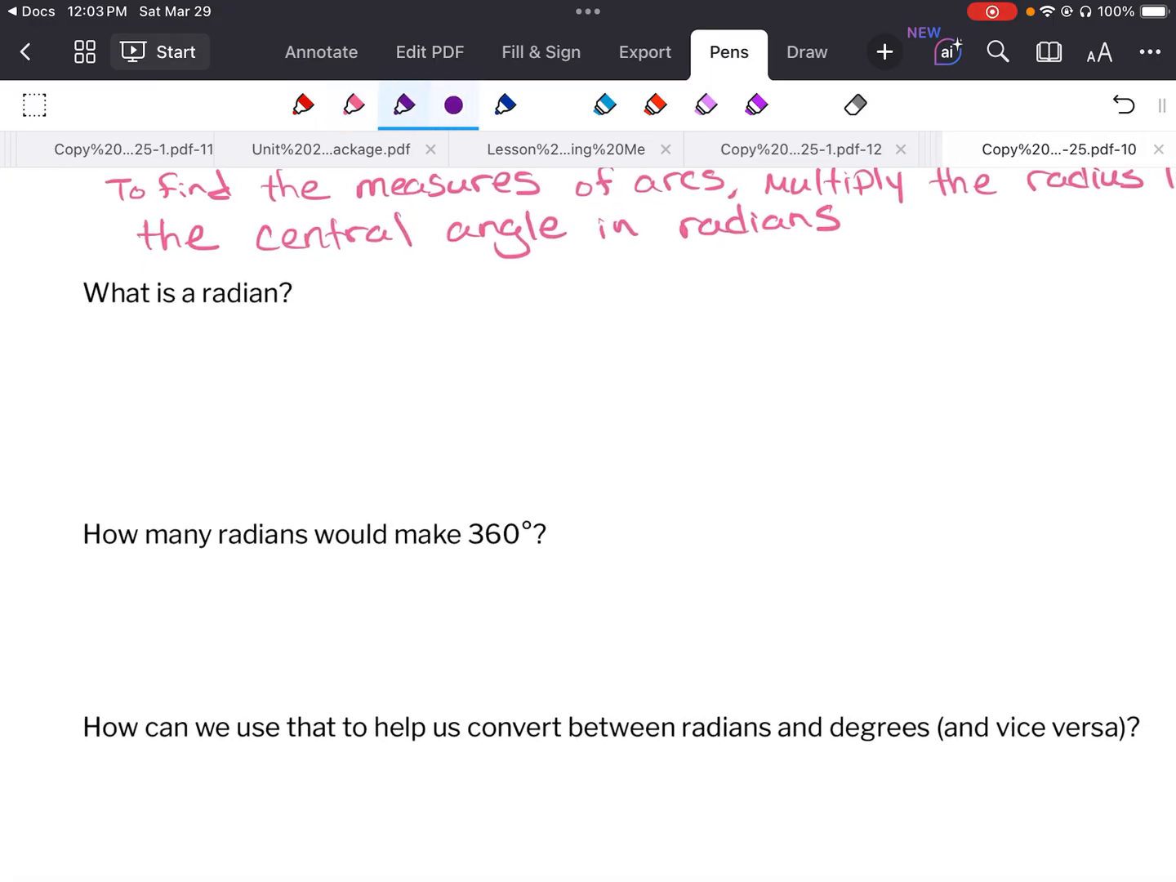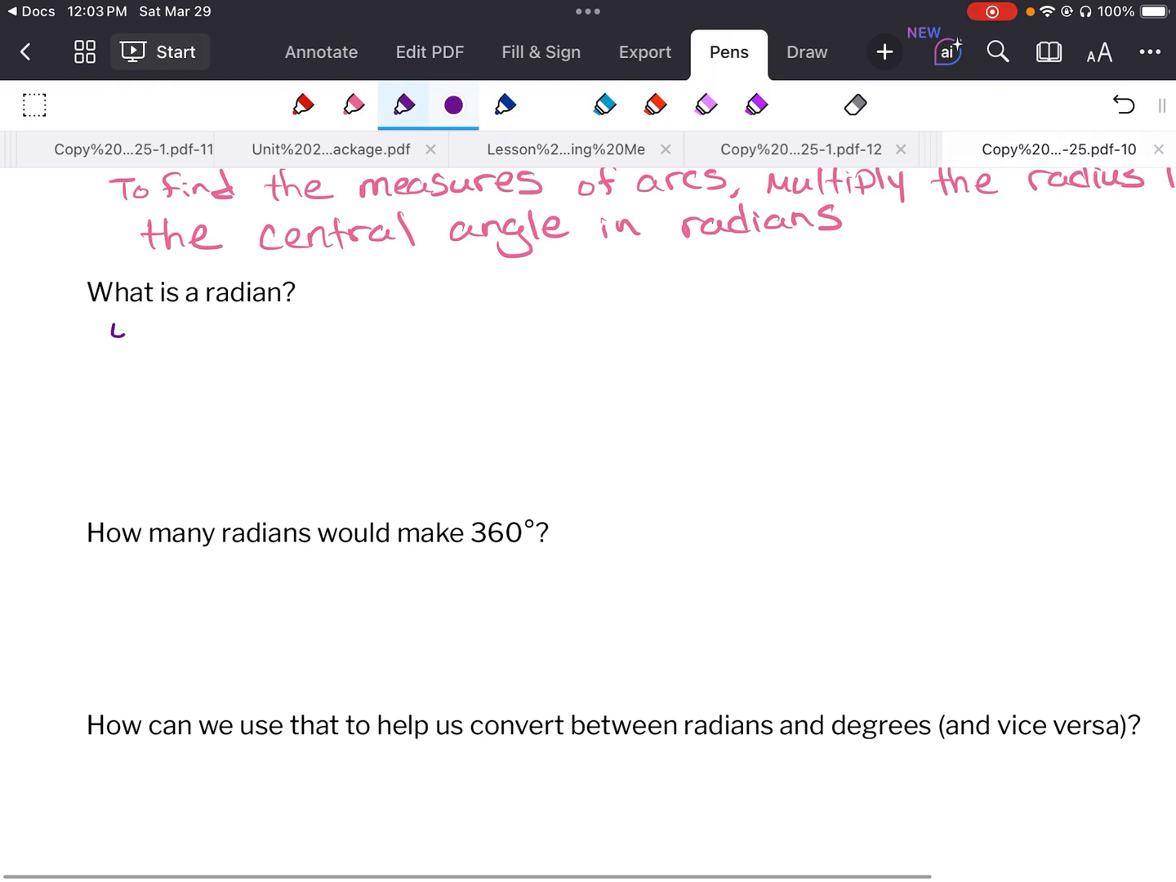Okay, what is a radian? I'll read it and then I'll write it. A radian is a unit of angular measure at the center of a circle that relates the length of the radius and the length of an arc created from the horizontal axis. Okay, it's going to be confusing as we just look at definitions, but the more we use them in practice, the more it'll make sense.